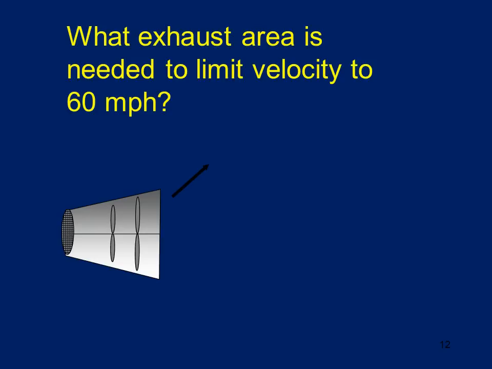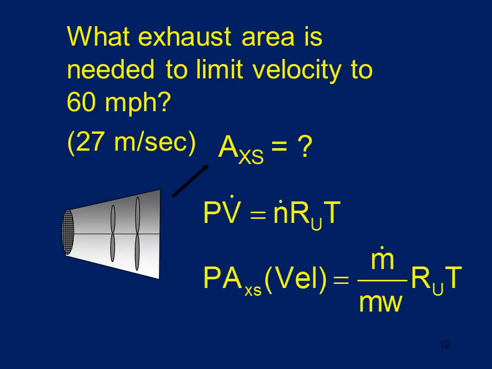Now let's suppose I want to explore what exhaust area I need to limit the velocity to 60 miles per hour. Again, I said low velocity, but let's suppose it wasn't so low. I had 60 miles per hour coming out of the turbine. What exhaust area do I need for that particular turbine? By the way, that's 27 meters per second if you do the unit conversion.